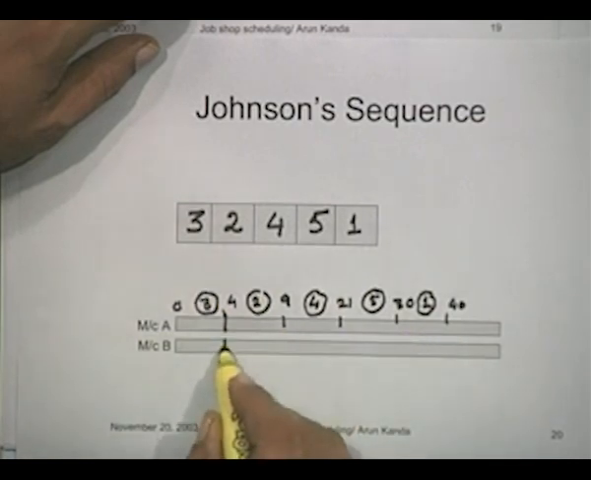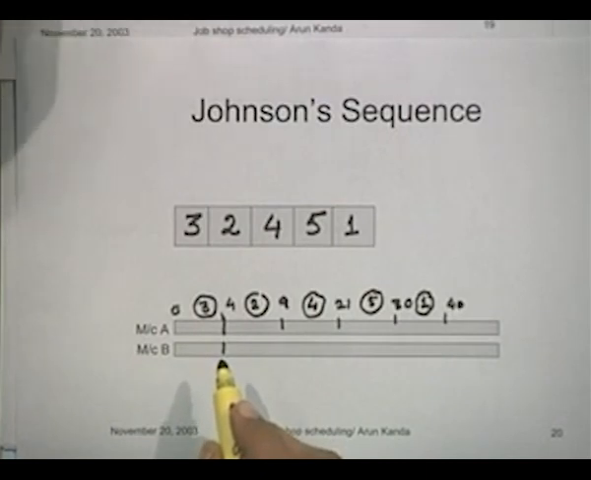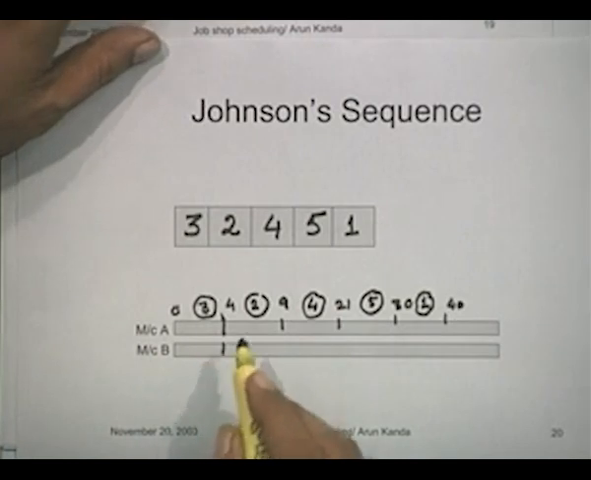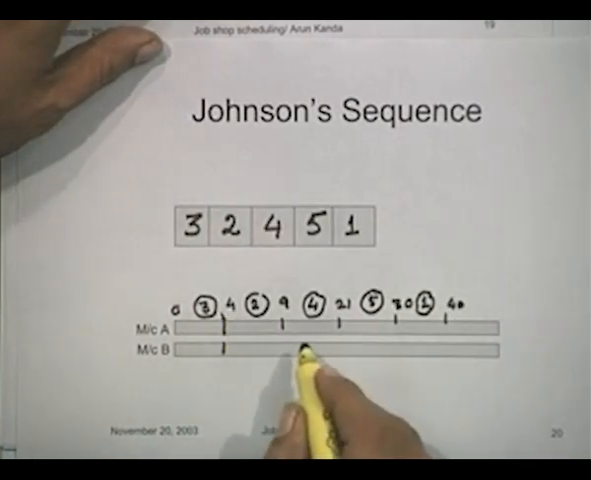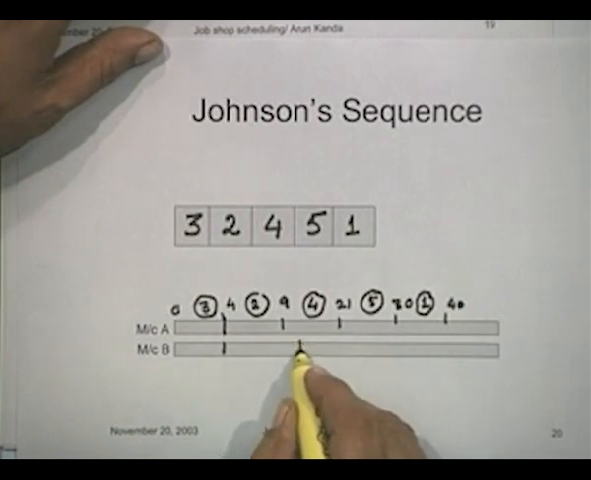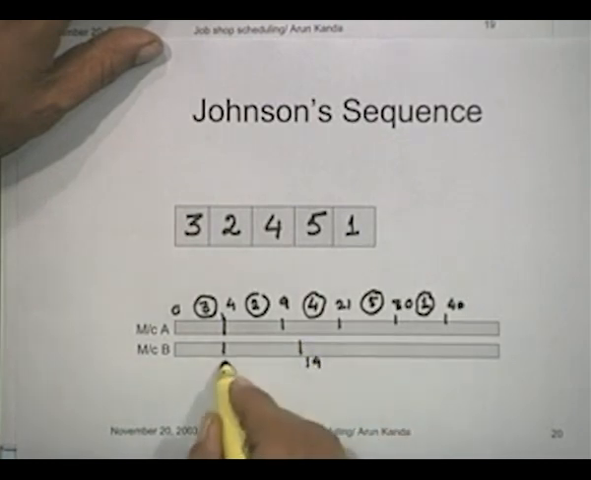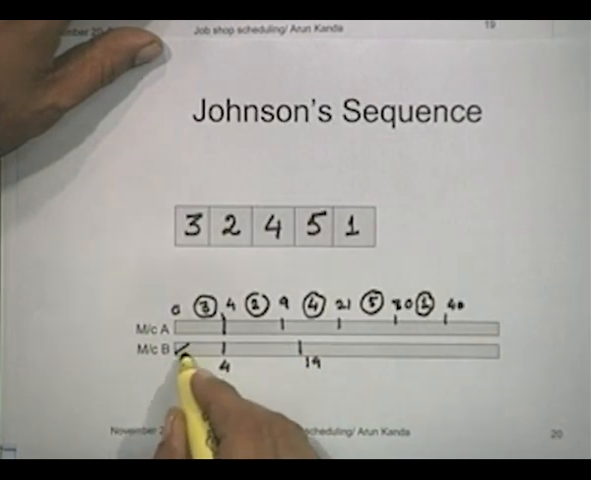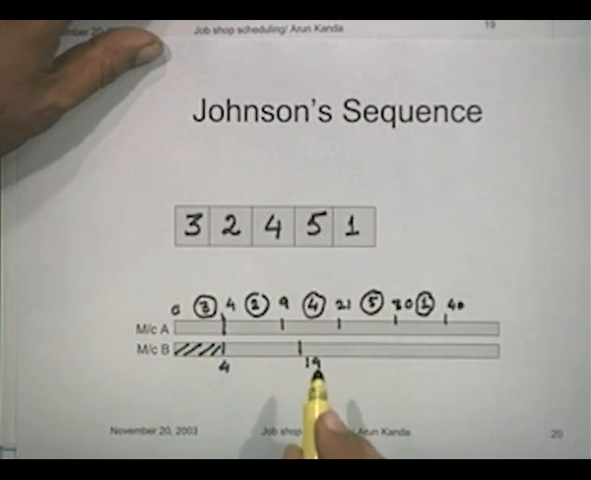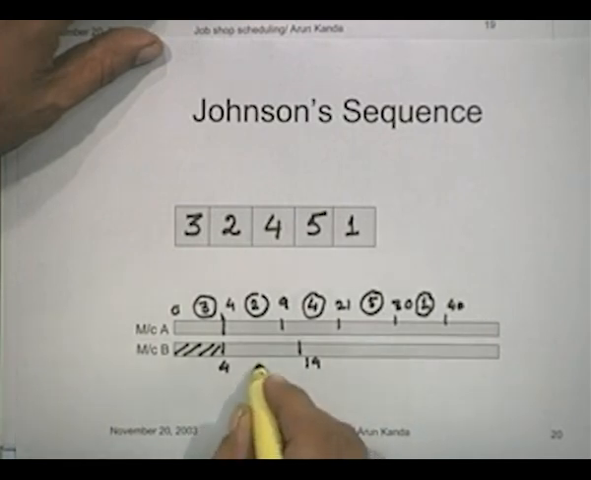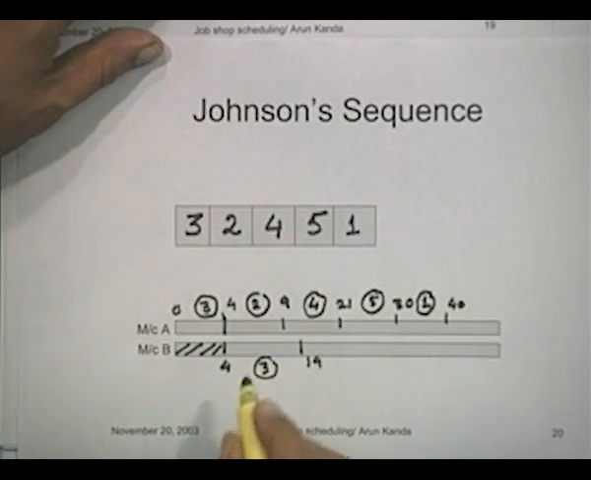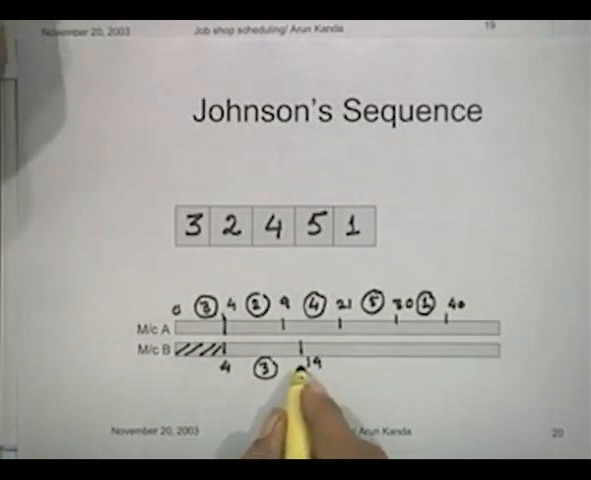As far as job number 3 is concerned, it has a processing time of 10 on machine B. So 4 plus 10 is 14. This is 14 and this is 4. Obviously, from 0 to 4, machine B is going to be idle. And 4 to 14 is the time required for job number 3, which requires 10 units of time here.